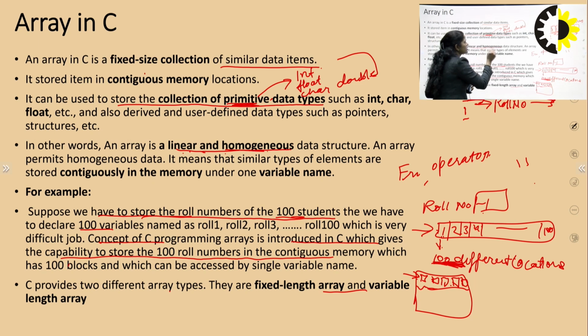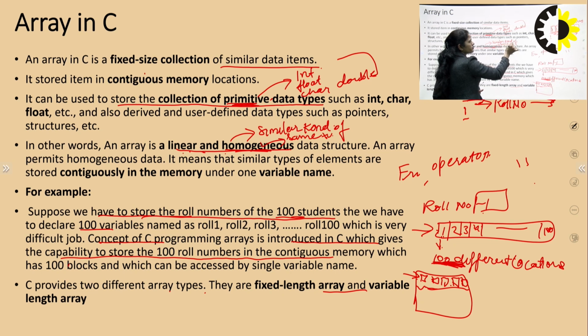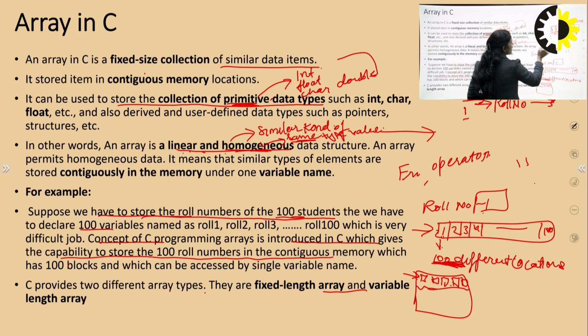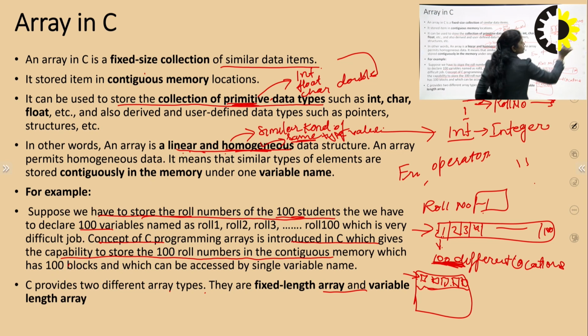So basically what is the meaning of homogeneous here? Homogeneous means similar kind of data, right? You can say same type of values. So basically what is the actual meaning of this particular statement? If we are declaring an array as an integer, means without decimal point values, right? For example 10, 20, 30, these kinds of values are known as integer values.